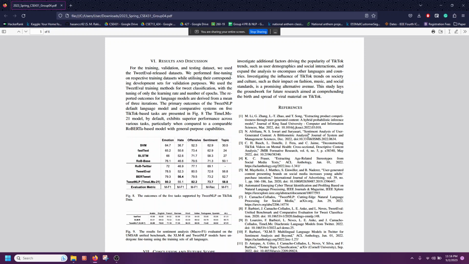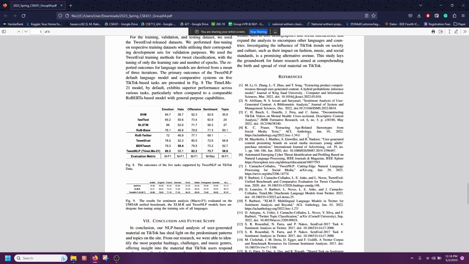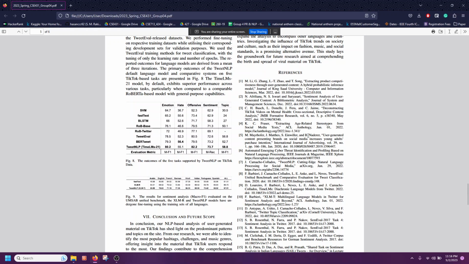For the training, validation, and testing dataset, we use the TweetEval release dataset. We performed fine-tuning on the restricted training dataset while utilizing their corresponding development sets for validation purposes. We use the TweetEval training method for tweet classification with the tuning of only the learning rate and the number of epochs. The reported outcomes for language models are derived from a mean of three iterations.